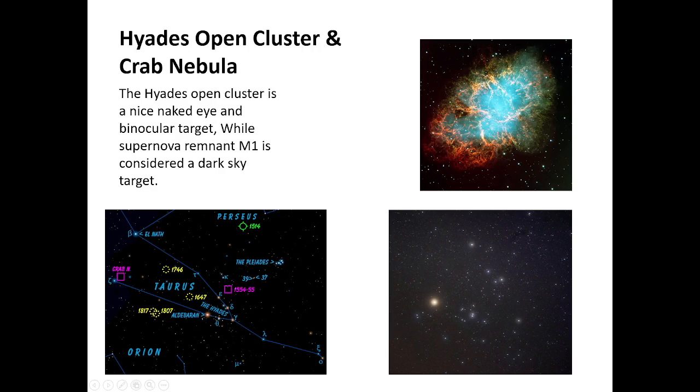Also, towards the front of Taurus is the Crab Nebula. This is Messier 1. Again, you want to use a darker sky site and a telescope with as much aperture as you can to view the Crab Nebula.